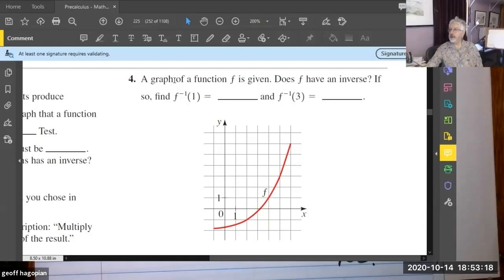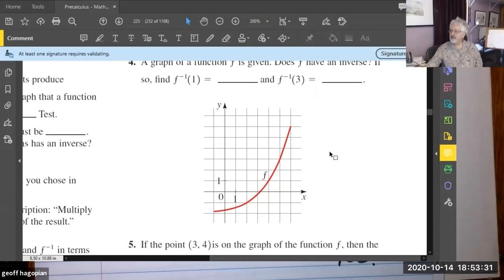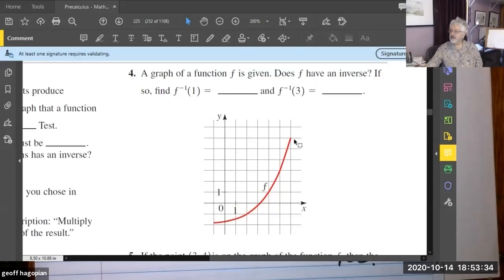A graph of a function f is given. Does f have an inverse? If so, find f inverse of 1. Oh, all right. Yeah, I guess. So f inverse of 1. Actually, this doesn't look like that, right? Because, oh, f of 3, can't tell where the axis, 1, 2, 3. Yeah, this is not that, because oh, maybe it is.